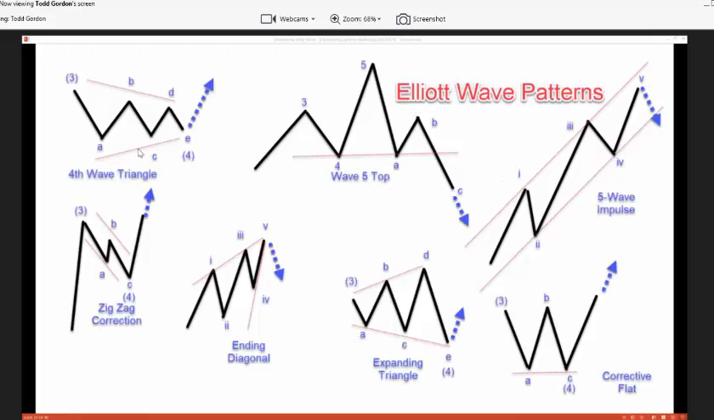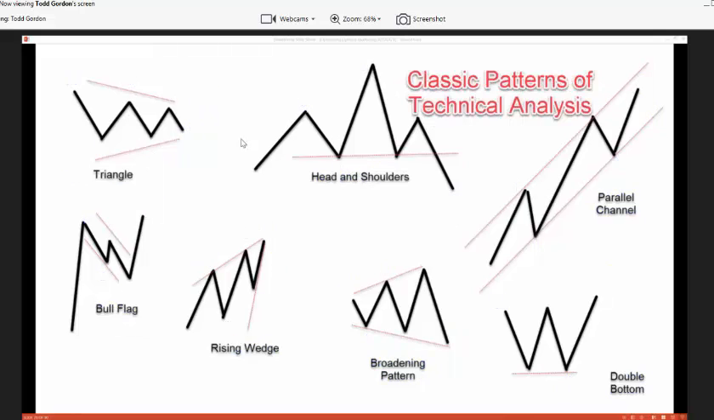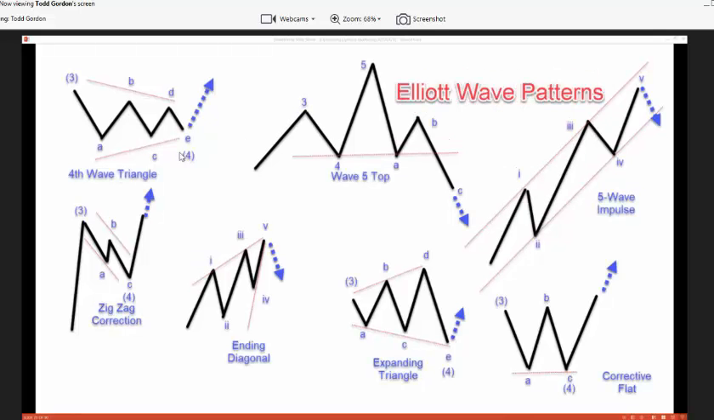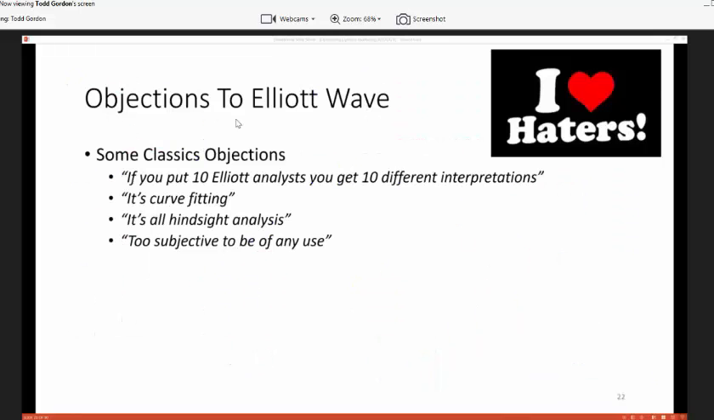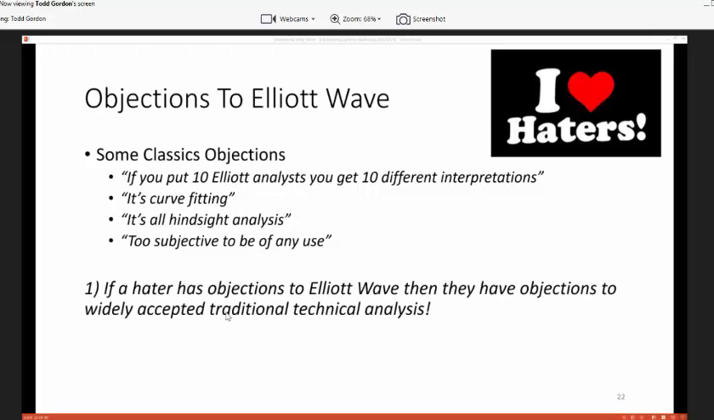They're just basically Elliott wave patterns, okay? You take the classic technicals, and Elliott goes to another degree and assigns different values and expected lengths and durations for each of these patterns in the classic technical world, right? So going back to the objections to Elliott, if you're objecting to Elliott, basically you're objecting to traditional technical analysis, right? So that doesn't really make any sense, right?